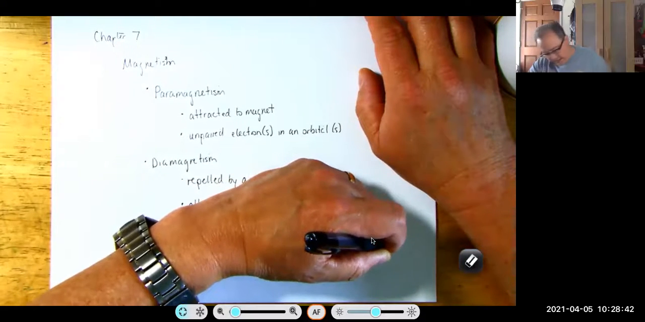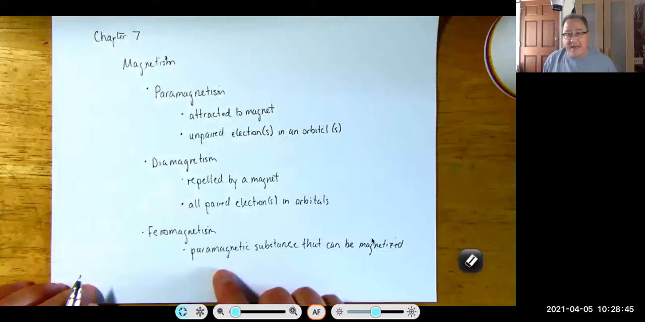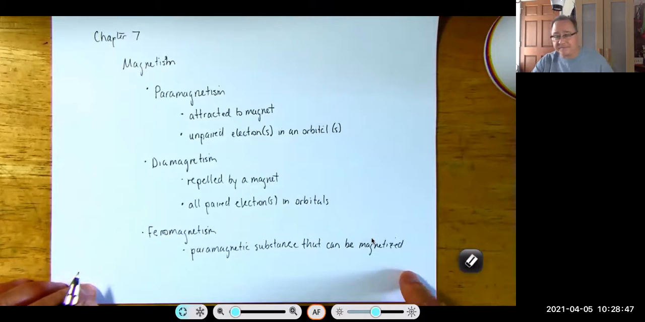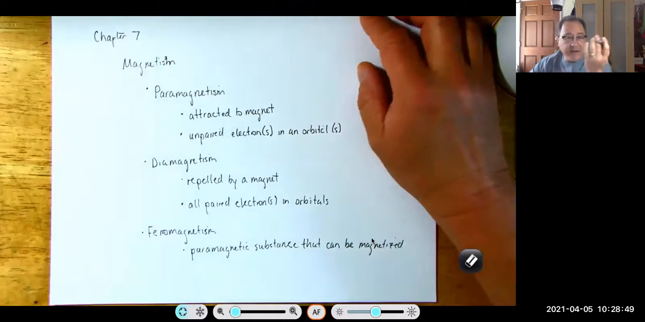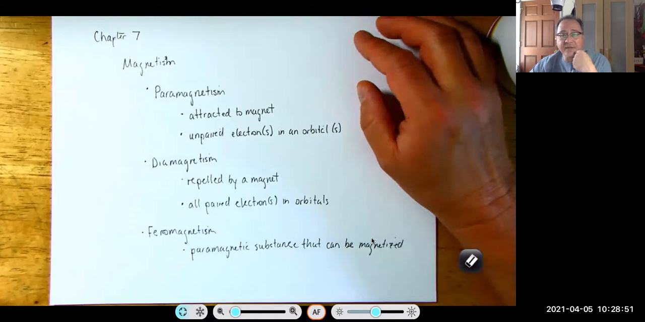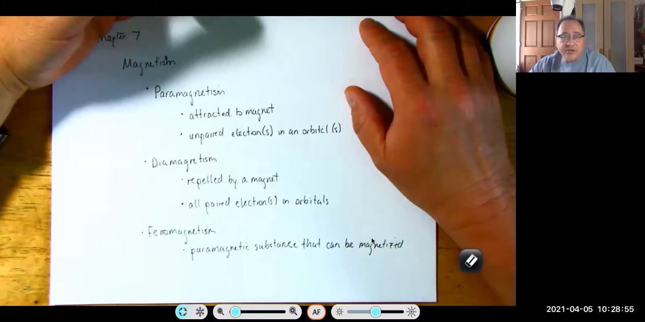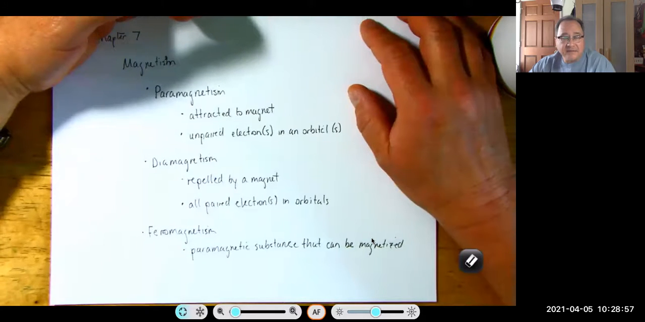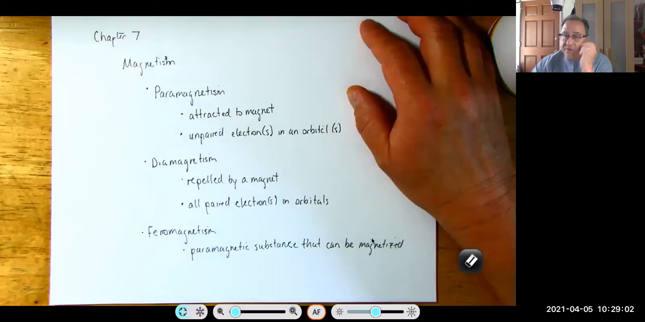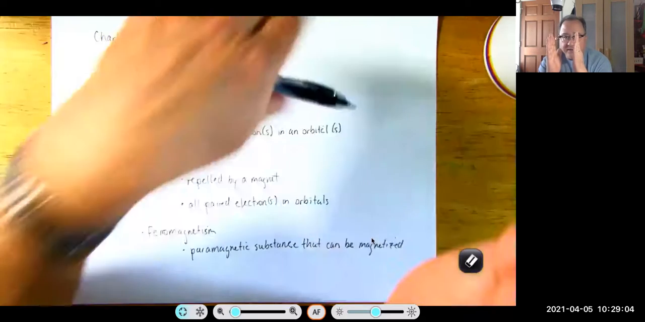So I'm going to say paramagnetic substance that can be magnetized. And basically, to make a magnet out of something, you take that substance and you put it next to a bigger magnet, a big magnet. And what the big magnet does is it makes all of your spins align.